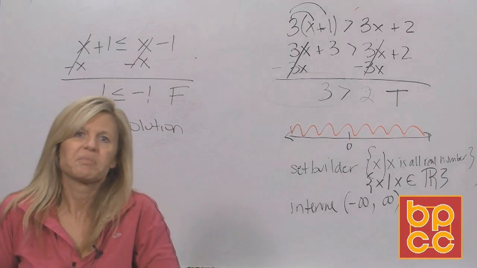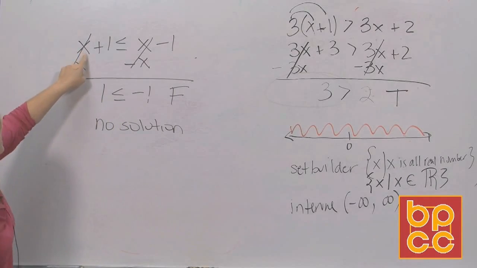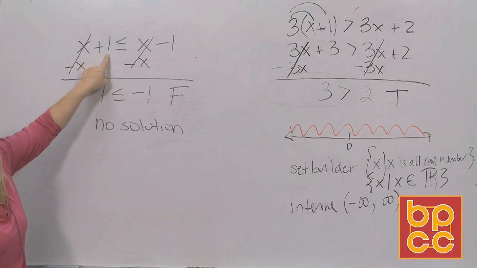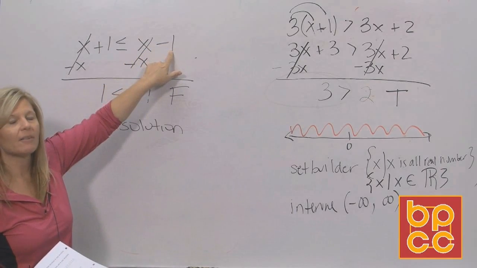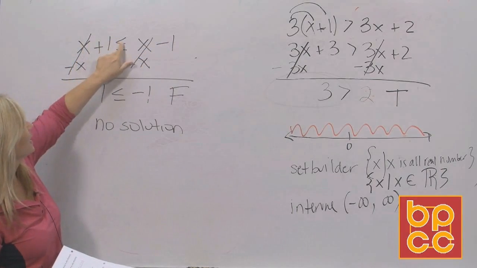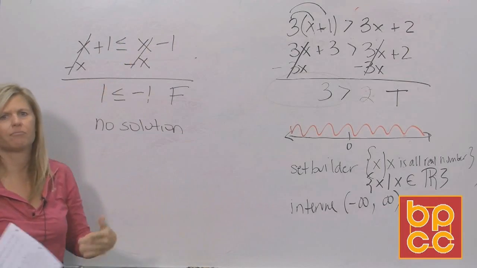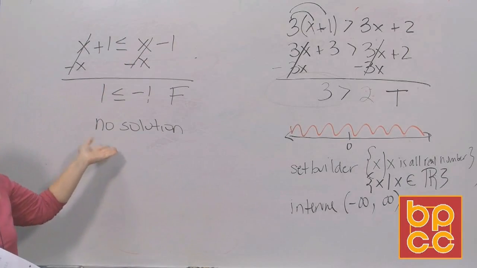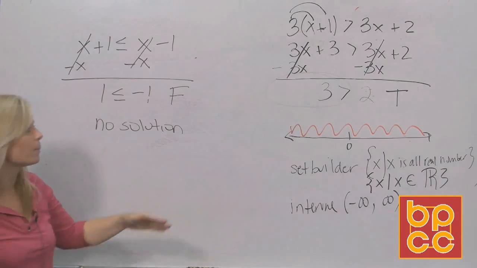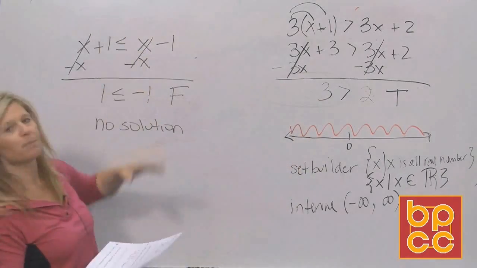Pick a number. Let's pick 6. 6 plus 1 is 7. 6 minus 1 is 5. Is 7 less than or equal to 5? No way. So, and that's what you mean by no solution. No solution means there's no number you can pick on the number line that will make this balance.